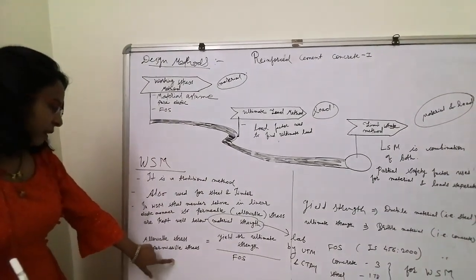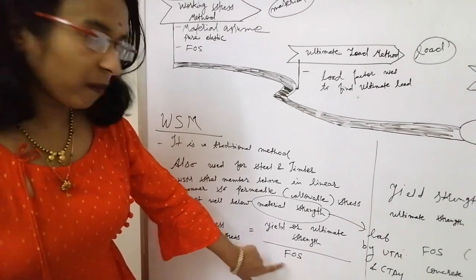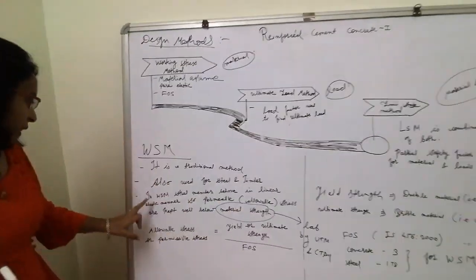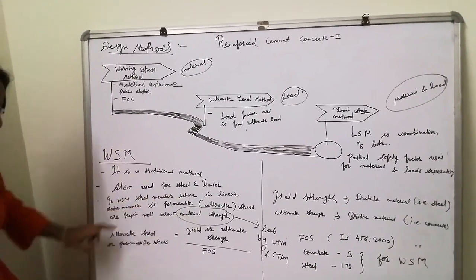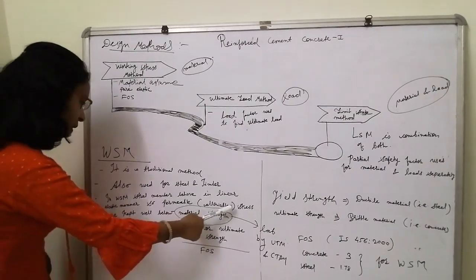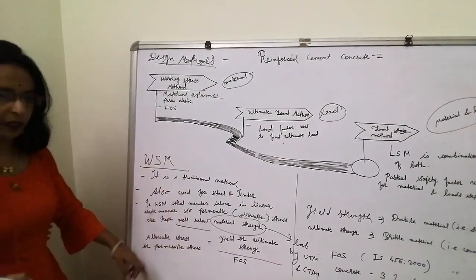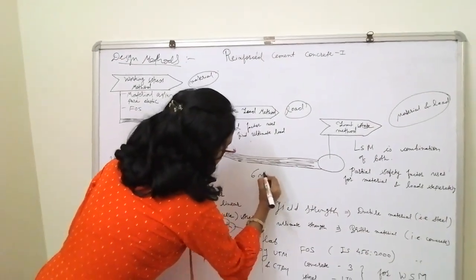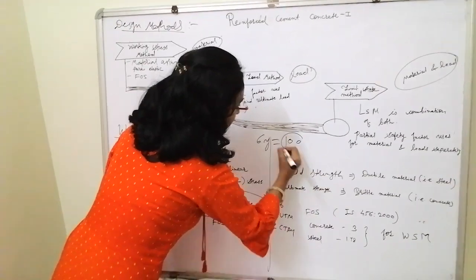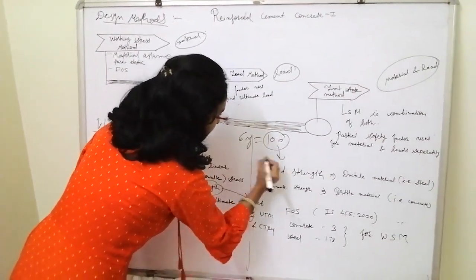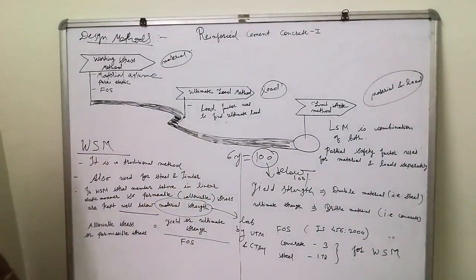Then allowable stresses or permissible stresses can be calculated by using the yield or ultimate strength divided by factor of safety. See, in this statement, in WSM, in working stress method, structural members behave in a linear elastic manner. So, permissible or allowable stresses are kept well below the material strength. Means if we are getting the material strength by using the universal testing machine, that is 100, then we can't take it as 100, we have to take below 100. Are you getting it? Yes.